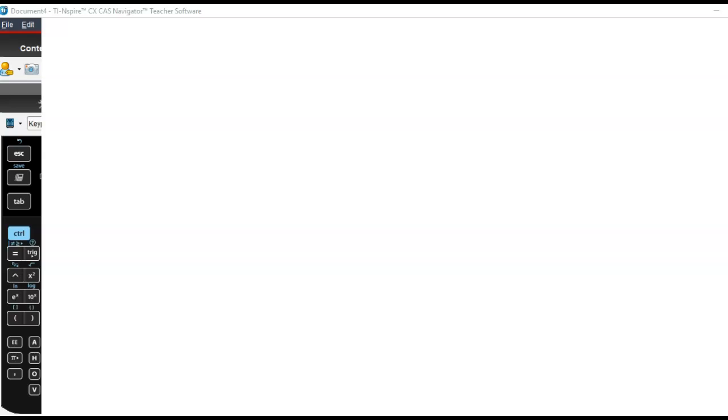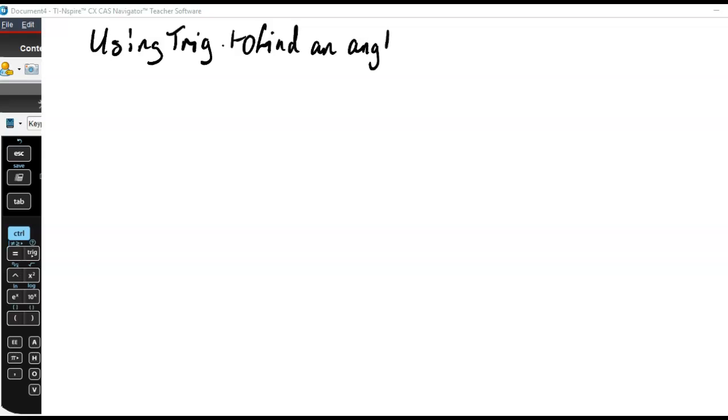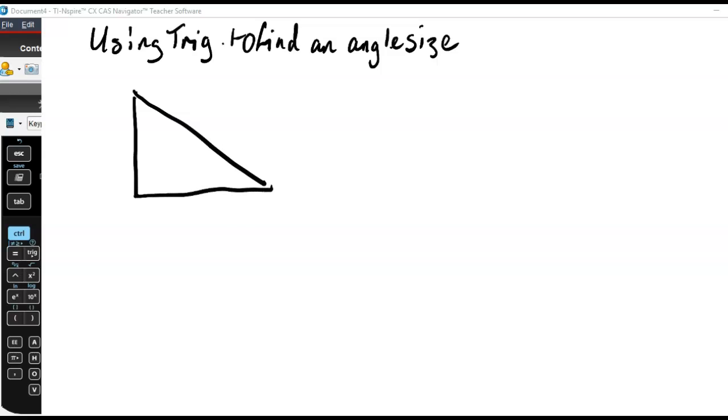Okay, so today we're going to be looking at using trigonometry to find an angle size. We're looking still at your right angle triangles, remembering we've got our hypotenuse there, always opposite the right angle. Now, when we're looking at the angle size, we have to consider where in the triangle it is.